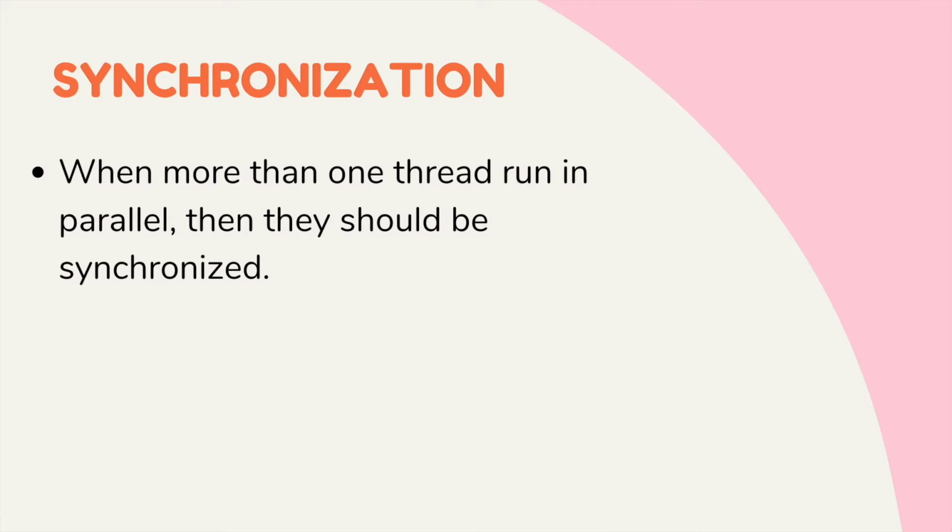Now we'll try to understand synchronization in Java. When more than one thread runs in parallel, they should be synchronized. Basically, when we want to share a single object with multiple threads, synchronization comes into the picture. First, let's try to understand the issue we can face without synchronization, and then how we can solve those issues with synchronization. So let's get into it.